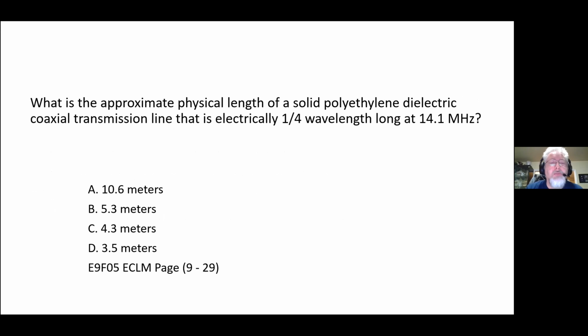What is the approximate physical length of a solid polyethylene dielectric coaxial transmission line that is electrically 1/4 wavelength long at 14.1 megahertz? A, 10.6 meters. B, 5.3 meters. C, 4.3 meters. Or D, 3.5 meters. Delta. Delta is correct, 3.5 meters.